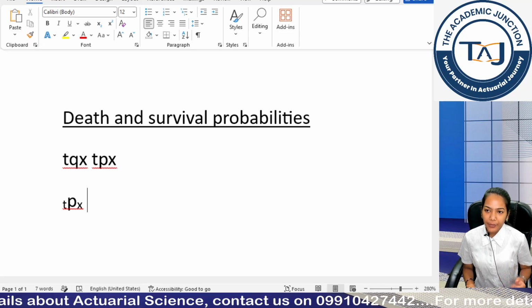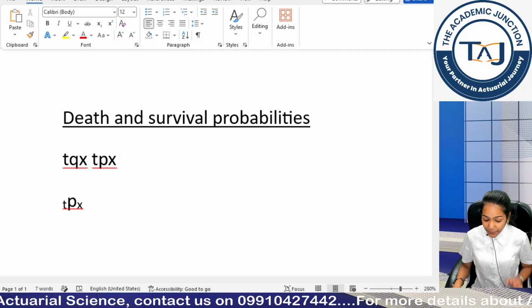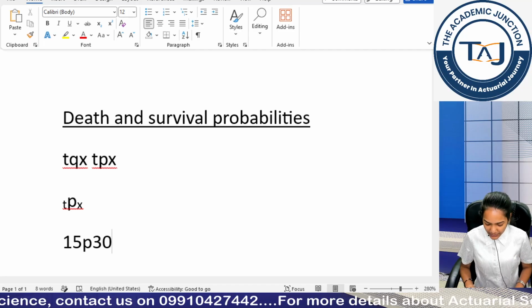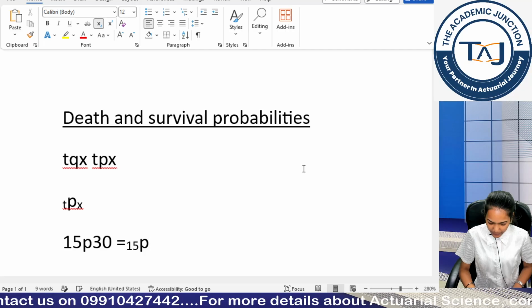If for example I have 15 in place of t, so I will write 15p30, for example. So 15p30 is equal to 15p30.